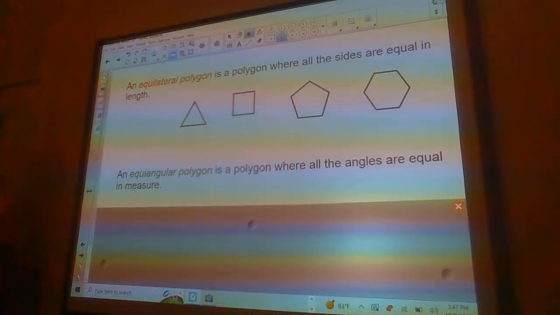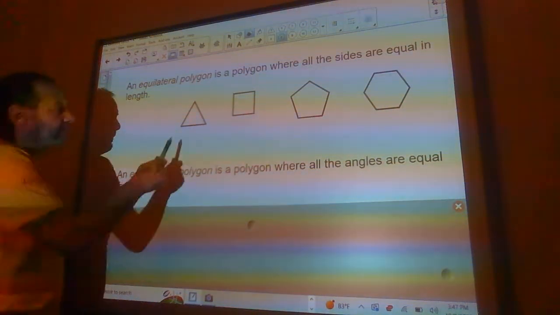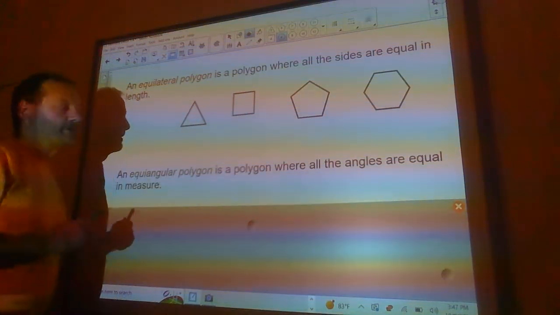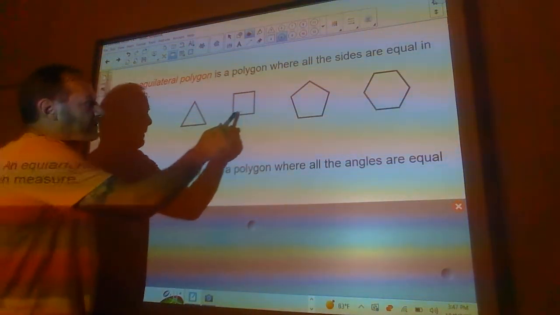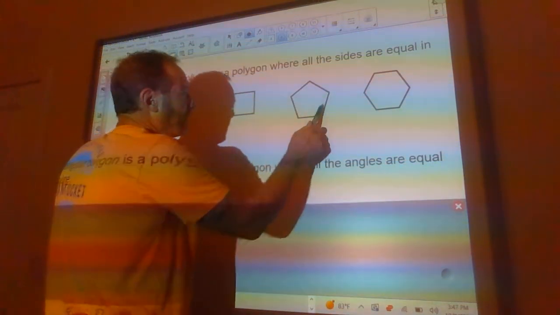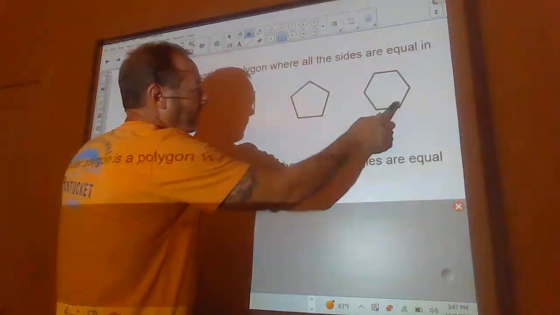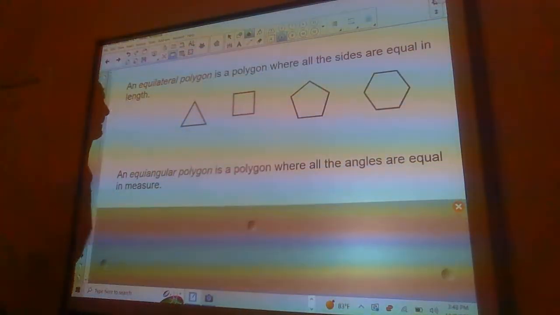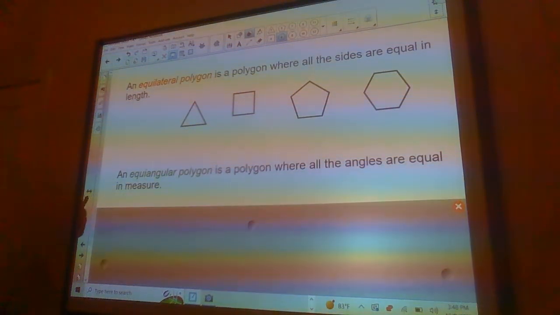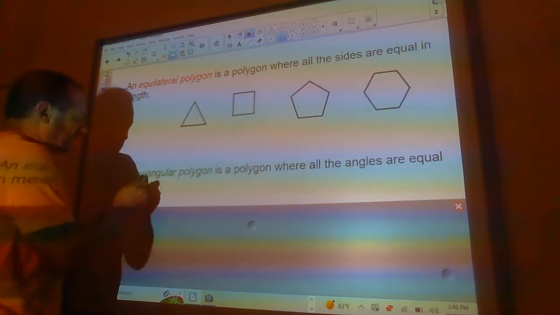An equiangular polygon is a polygon where all the angles are equal in measure. So in this, all these would be 60 degrees. All these would be 90 degrees. All these would be 108 degrees. All these would be 120 degrees. Equiangular, equal angles.